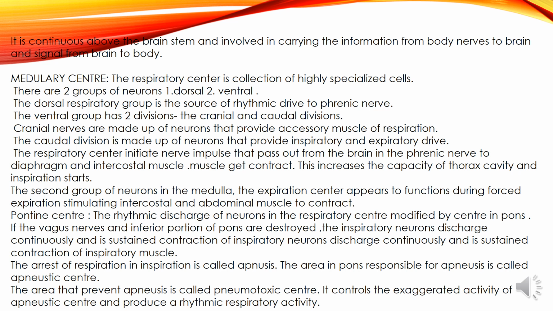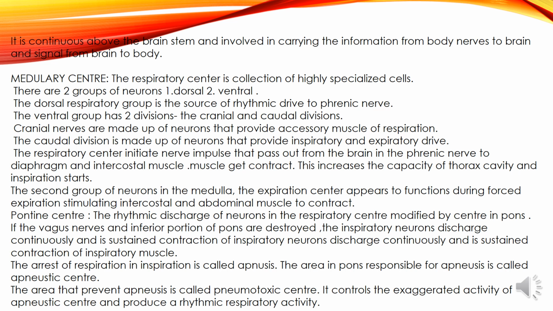The respiratory center initiates the nerve impulse that passes from the brain in the phrenic nerve to the diaphragm and intercostal muscles. The muscles contract, and this increases the capacity of the thoracic cavity and inspiration starts. The second group of neurons in the medulla, the expiration center, appears to function during forced expiration, stimulating intercostal and abdominal muscles to contract.